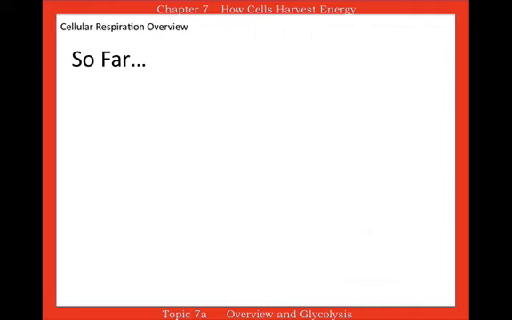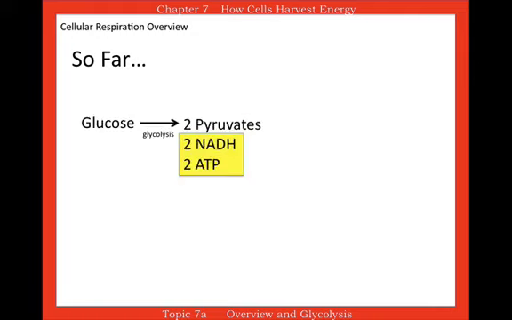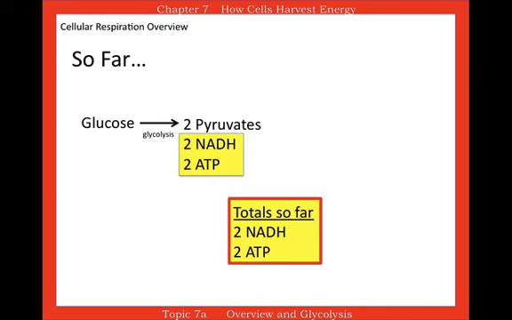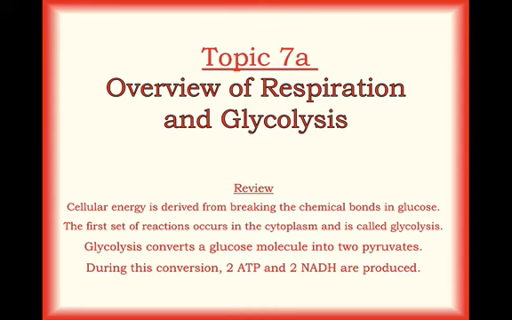So far, we have seen that a cell will split a glucose molecule into two 3-carbon pyruvates in a process called glycolysis. This produces two NADH and two ATP. To review, cellular energy is derived from breaking the chemical bonds in glucose. The first set of reactions occurs in the cytoplasm and is called glycolysis. Glycolysis converts a glucose molecule into two pyruvates. During this conversion, two ATP and two NADH are produced.